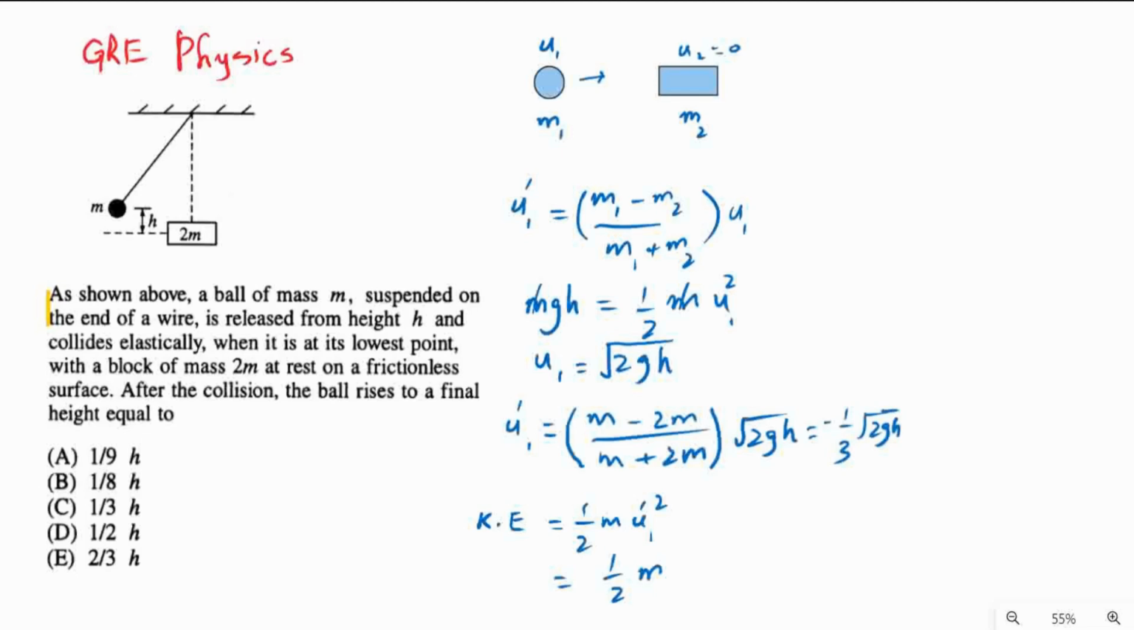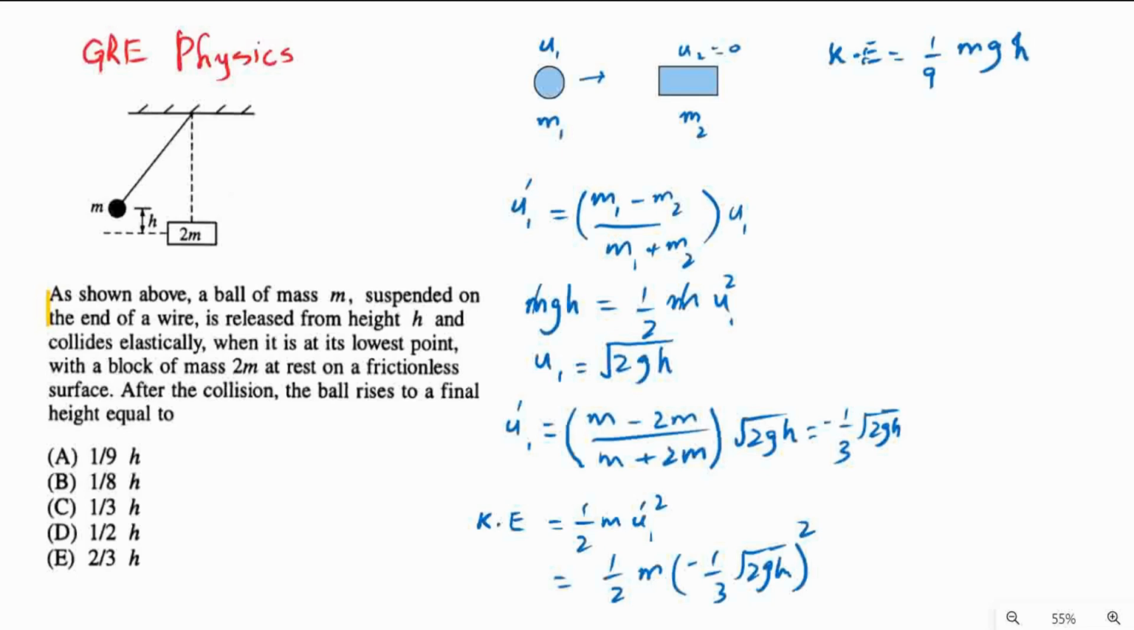So plug in this value here. Minus 1 by 3 times square root of 2gh, whole square. And this gives you the result here. Kinetic energy of the ball after the collision is equal to, this is 2, so this is 1 by 9. 1 by 3 square is 1 by 9, and 2 and 2 cancel out, so this is 1 by 9 mgh.